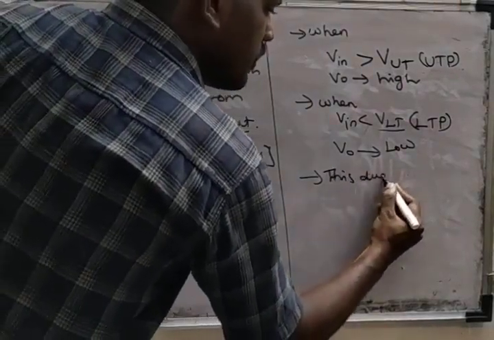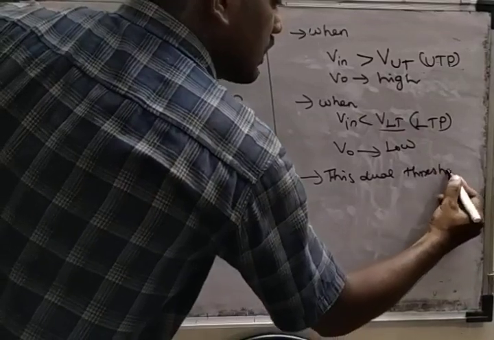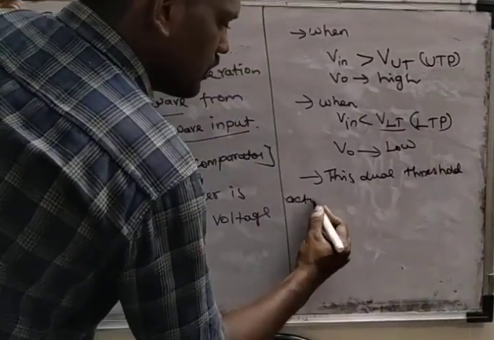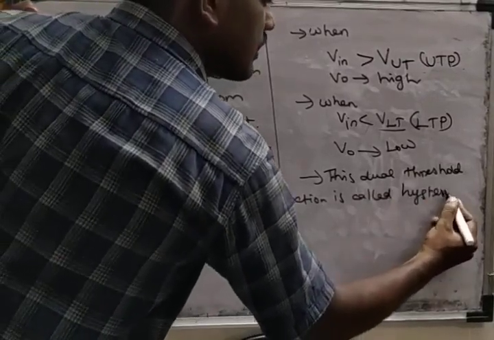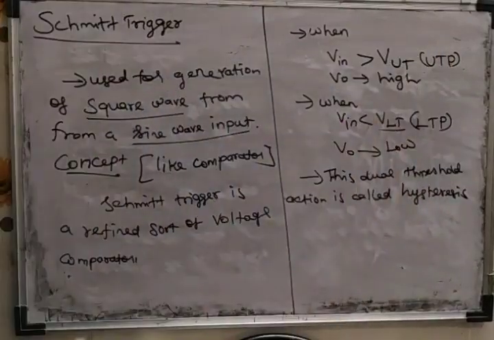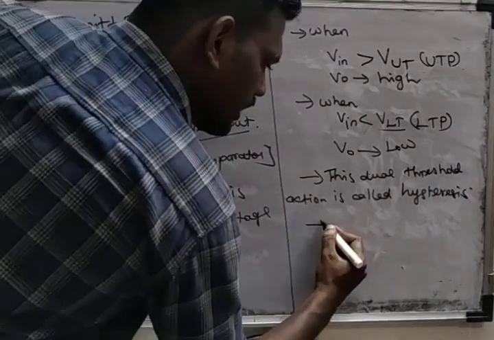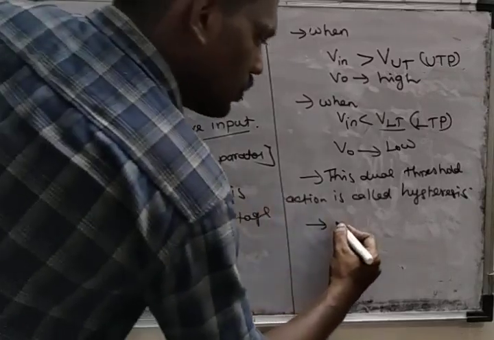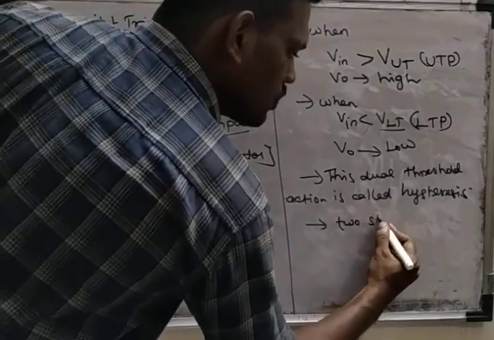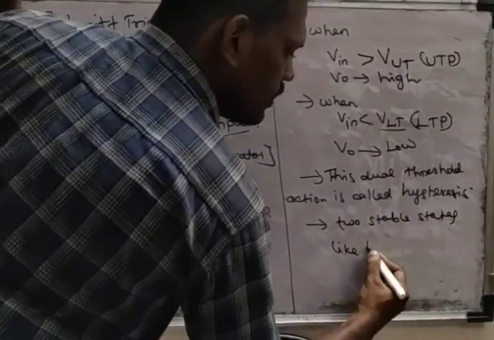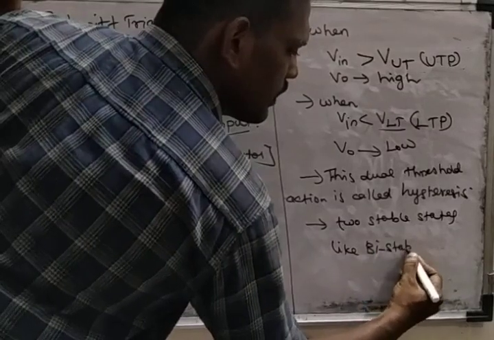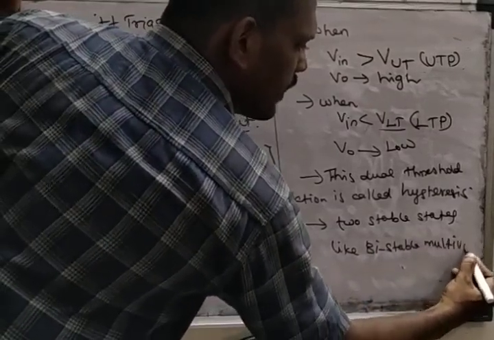This threshold action is called hysteresis. And the Schmitt trigger can also have two stable states, like a bistable multivibrator.